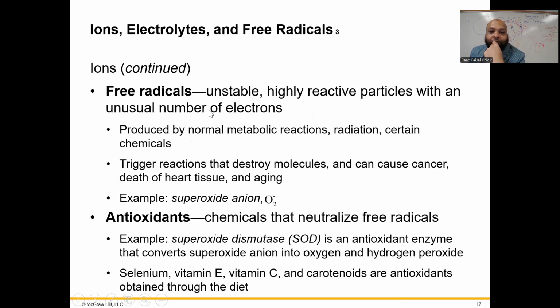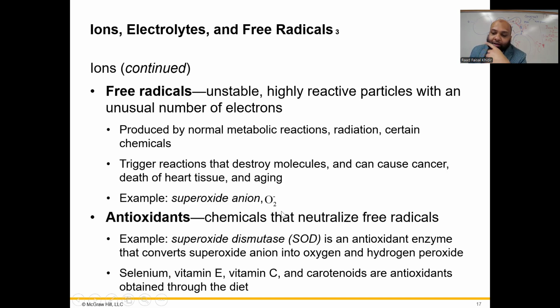We talked about free radicals. These are unstable, highly reactive particles with an unusual number of electrons. They are produced by normal metabolic reactions, radiation, and certain chemicals, and they trigger reactions that destroy molecules and can cause cancer, death of heart tissue, and aging. This is known as the superoxide ion.